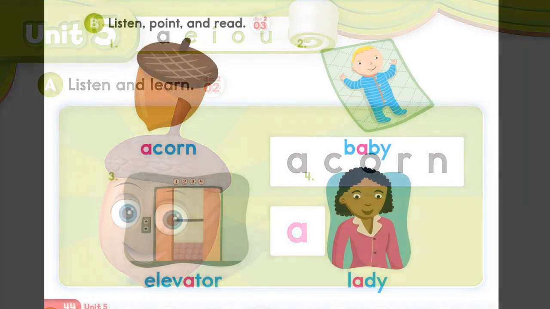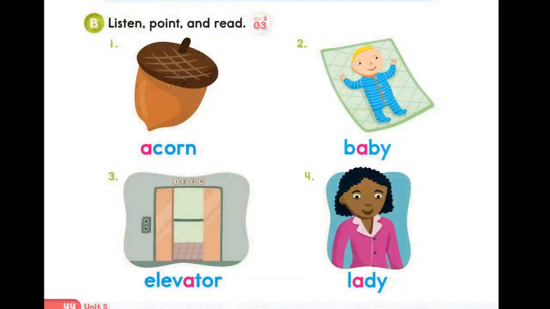Page 44. B. Listen, point, and read. 1. A, corn. Acorn. 2. B, A, B. Baby. 3. Elev, a, ter. Elevator.